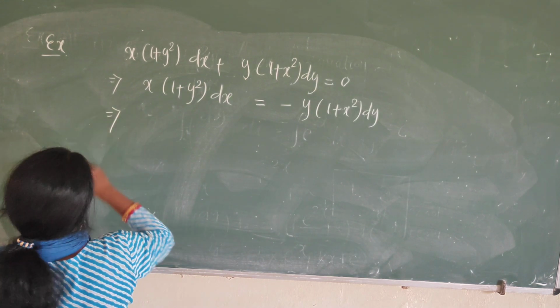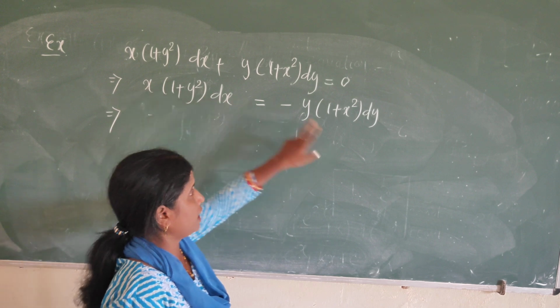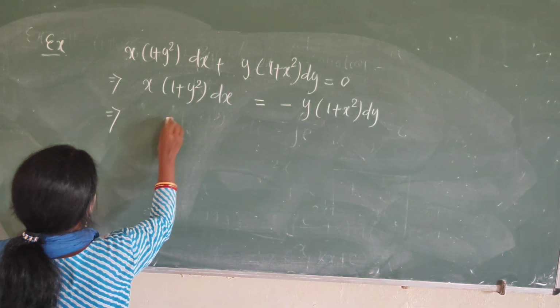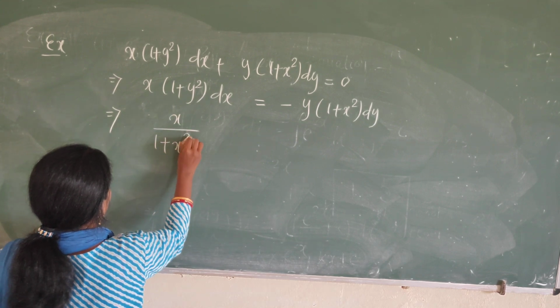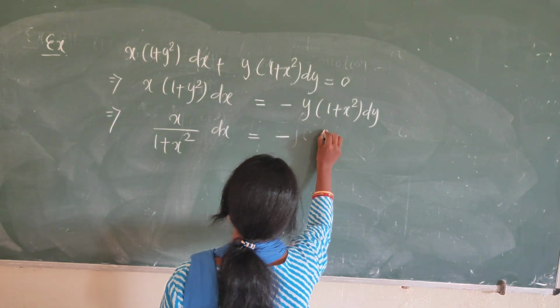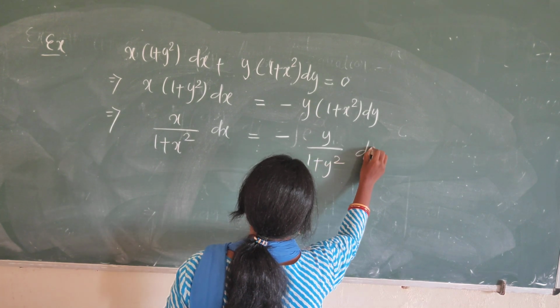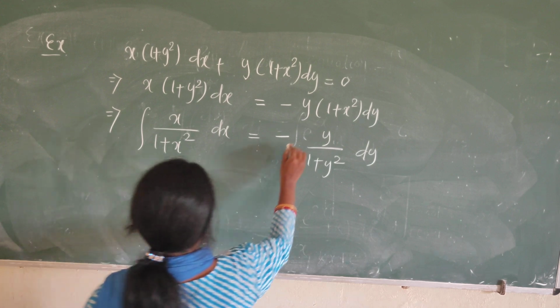That implies we have to take 1 plus y square to the right side and 1 plus x square to the left side. So our new equation is x by (1 plus x square) dx is equal to minus y by (1 plus y square) dy. Then we have to integrate on both the sides.